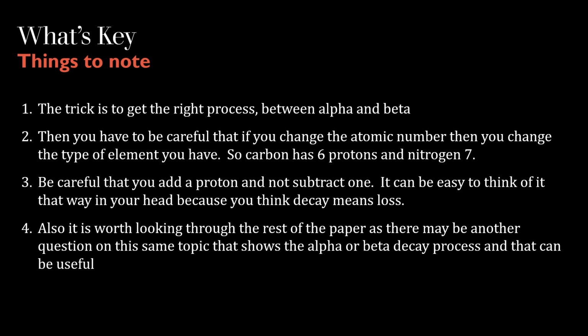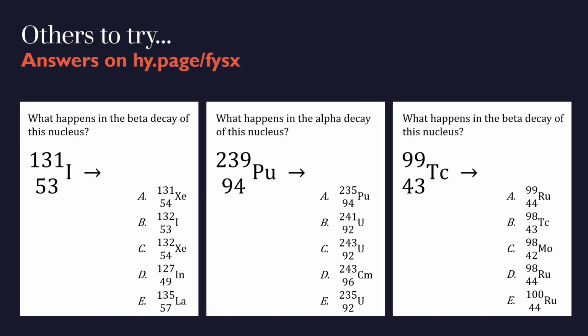Also, it's worth looking through the rest of the paper, as there may be another question on the same topic or a question that involves alpha or beta decay, and that question may show you the process written out. So it's worth having a quick flick forward or back to see if you can get some hints from other questions. So there we are.